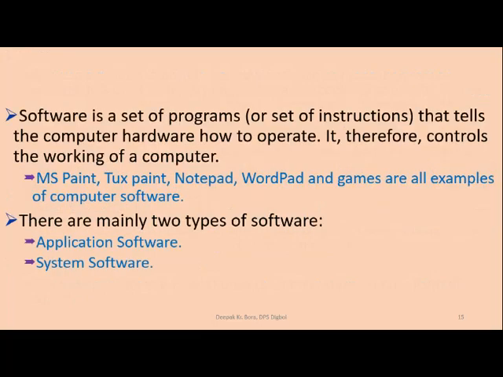Software is a set of programs or set of instructions that tells the computer hardware how to operate. It therefore controls the working of a computer. Example: MS Paint, TuxPaint, Notepad, WordPad, and Games are all examples of a computer software. There are mainly two types of software: application software and system software.